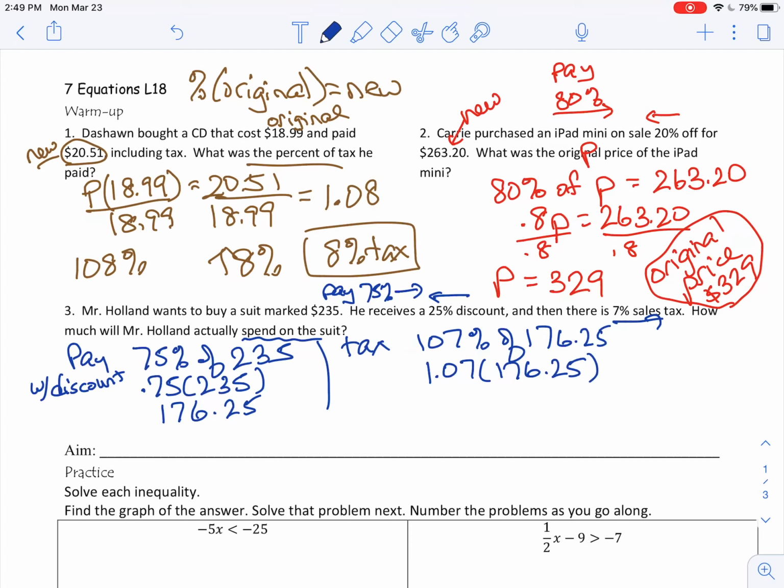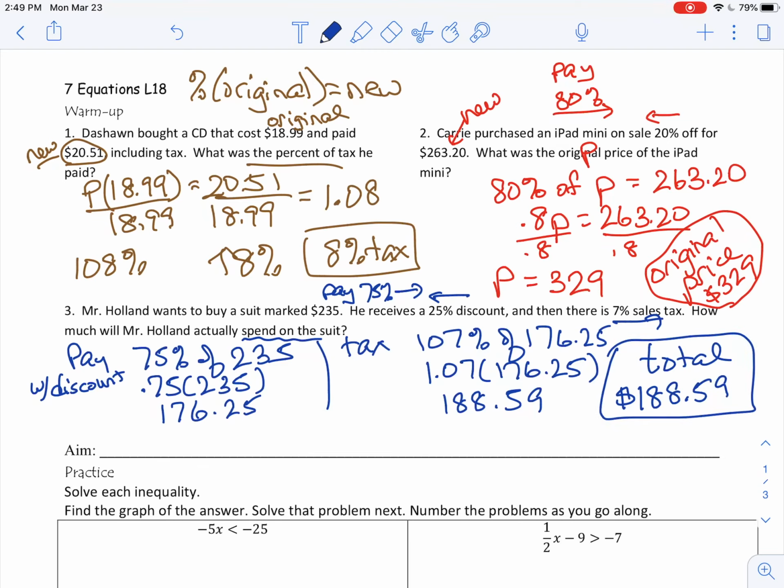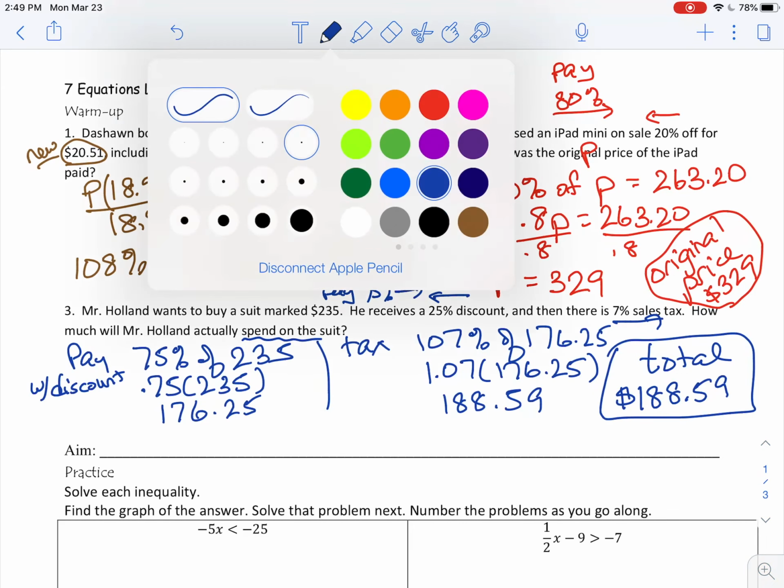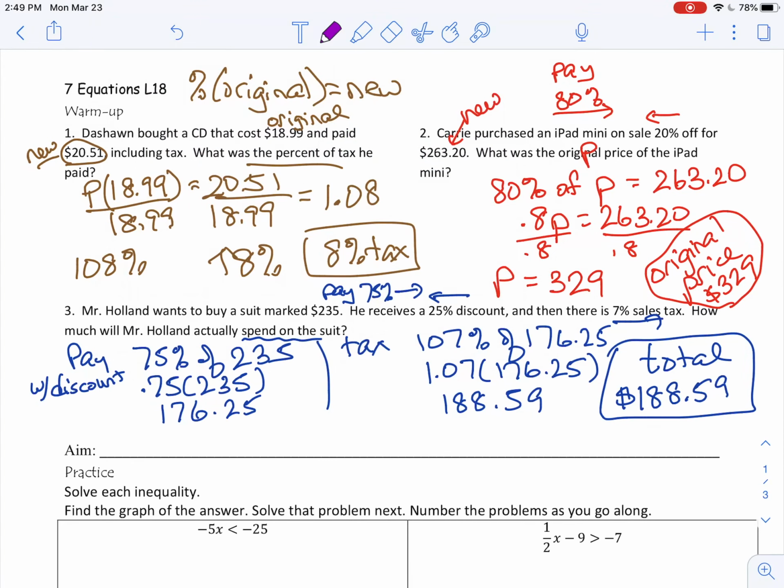We change everything into math. Pick up our calculator. And the total cost is going to be $188.59. Make sure all your work is shown. Make sure it's nice and clear. Let's not get lazy just because I'm not sitting there watching what you're doing. Make sure that we're showing our work.